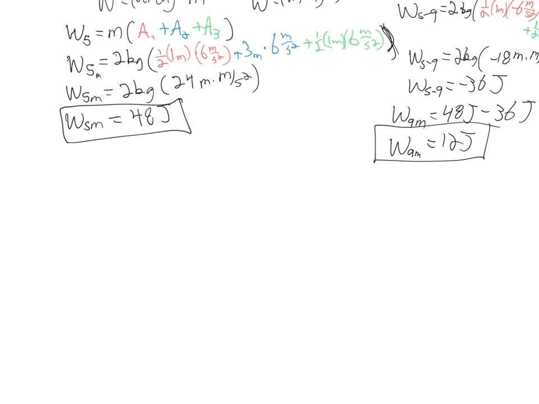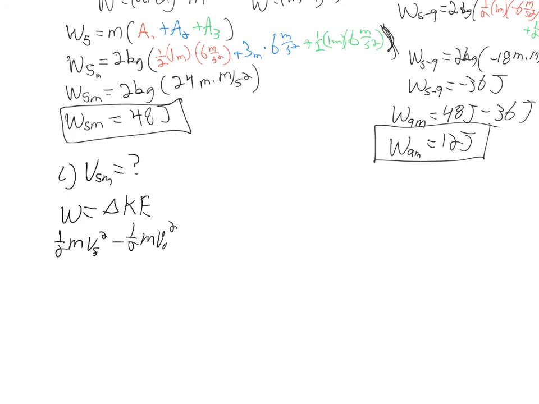Now we have to move on to part C. Part C asks us, what is our speed at the 5 meter mark, right? Oh man, how are we going to do this? Well, work energy theorem. Work equals change in kinetic energy, right? So that means 1/2 mv final squared minus 1/2 mv initial squared is going to be equal to your work. And since we start from rest, what we have is 1/2 mv at 5 meters squared is going to be equal to our work at the 5 meter mark.